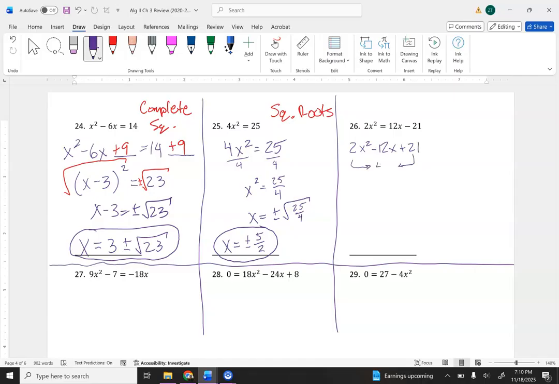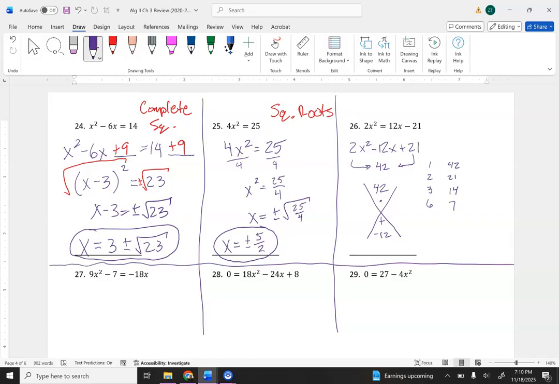So 2 times 21 is 42. Now I'm looking for two numbers that multiply to make 42, but they add to make a negative 12. So 42 would be 1 and 42, 2 and 21. You can obviously do this with your calculator if you need to, but 3 and 14, 4 and 5 aren't going to work, so then we'll go 6 and 7. Let's see. Do any of these combinations add or subtract to make a 12? It doesn't look like it.